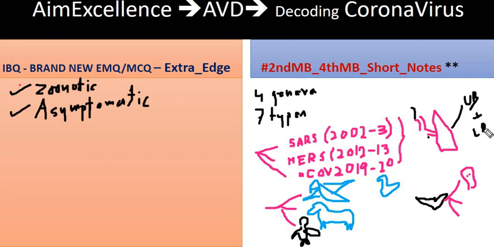Because this particular topic is so very catchy, you can expect in 2020 there will be 2-3 MCQs coming up from this. Till now we do not have any vaccine, no vaccine, and no drug of choice has been selected yet.